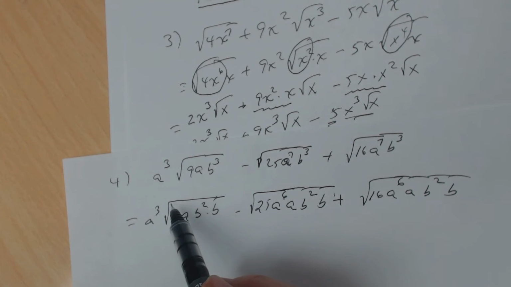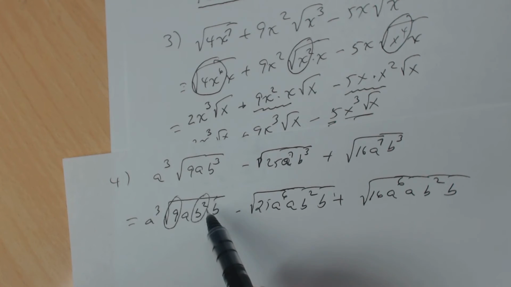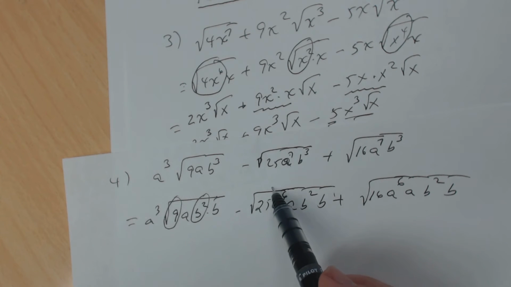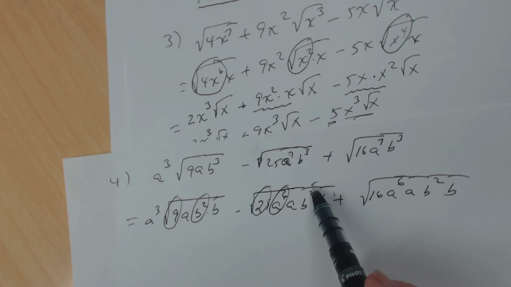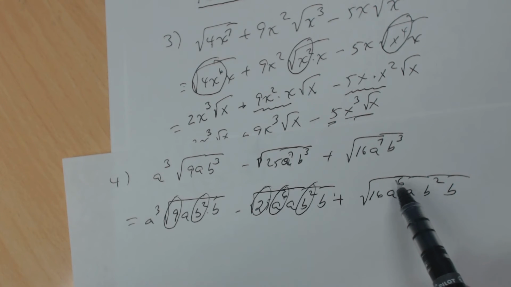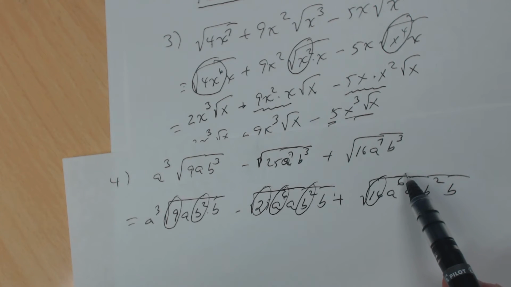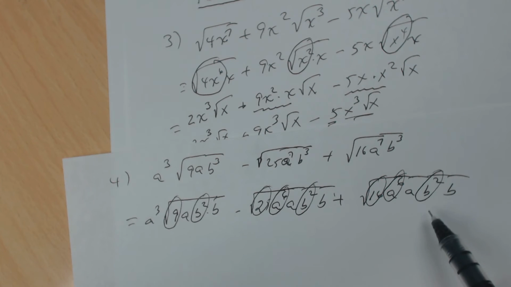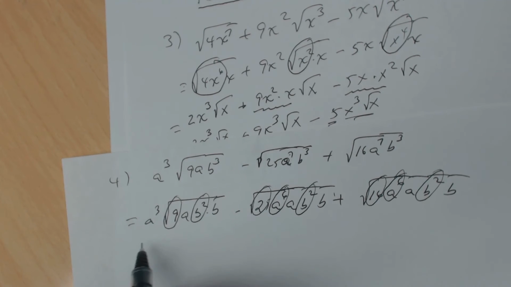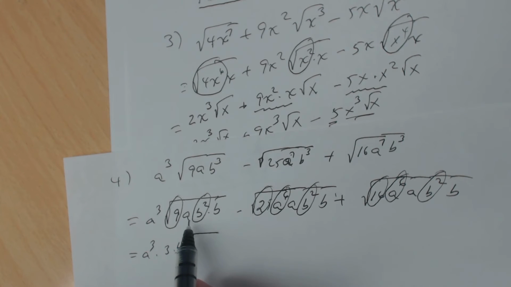And now I'm going to circle the ones I can simplify real easily. So the square root of 9 is 3, the square root of b squared is b, square root of 25 is 5, square root of a to the 6 is a cubed, square root of b squared is b, square root of 16 is 4, square root of a to the 6 is a cubed, square root of b squared is b. Alright, so I get a cubed times 3 times b times the square root of, and you're left with ab.